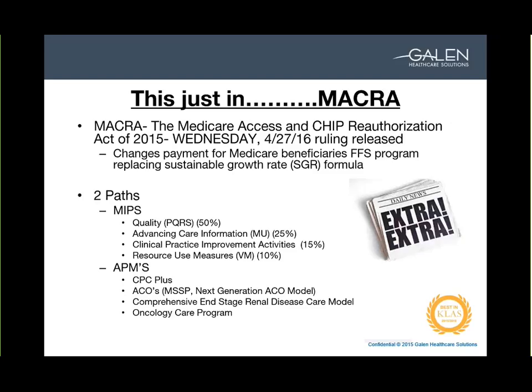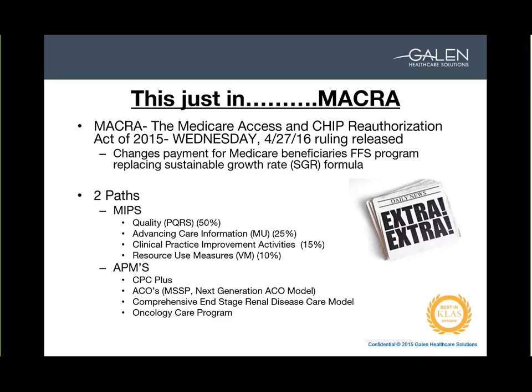And that really looks to change the way we deliver health care. Congress passed this law over a year ago. It's now instituted. And basically, in a nutshell, starting January the 1st of 2017, every organization that sees Medicare patients, so this is ambulatory Medicare, not Medicaid and not hospital, is going to fall into two paths. And essentially for year one, everyone will fall into MIPS.